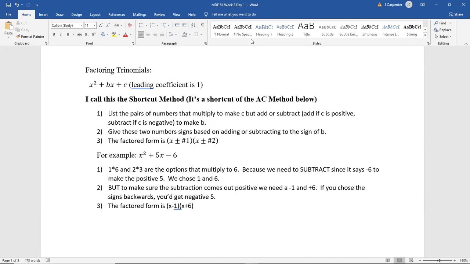I said that there are other methods for trinomials, things like the box method, et cetera. If you learn those on your own, feel free to use them. I have no problem with that, as long as you're able to factor in whatever way you can manage. That's the ultimate point.